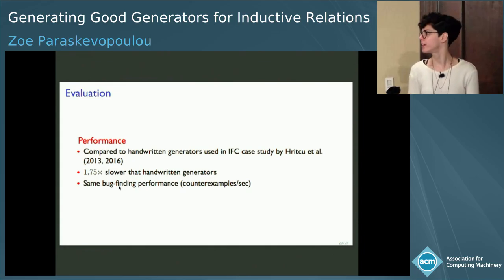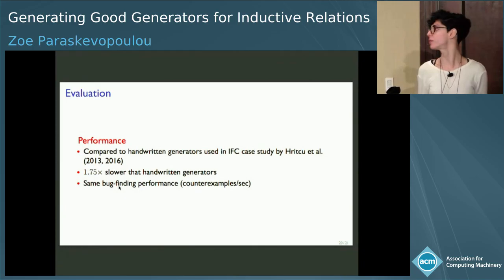We have also evaluated the performance of our approach, and we have compared our automatically derived generators to handwritten ones that were used in an information flow control case study, where the goal was to generate indistinguishable machine configurations. We found out that our generators were 1.75x slower than the handwritten ones, but they had the same bug-finding performance. We were able to tweak the distribution of the automatically derived generators in order to achieve the same bug-finding performance, meaning the counterexamples found per second.